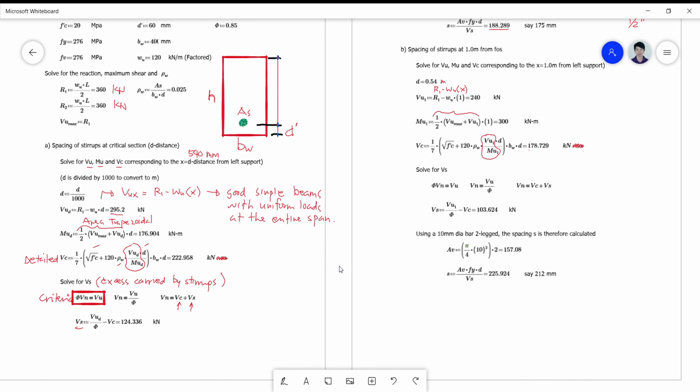So in the succeeding video, I will be discussing the computation or calculation of the location x at which the stirrup is no longer required, and the location x at which Av minimum is required.